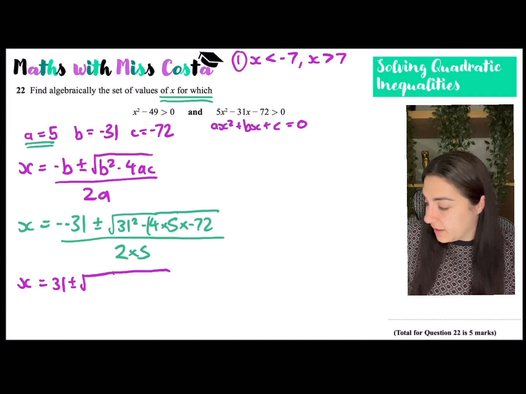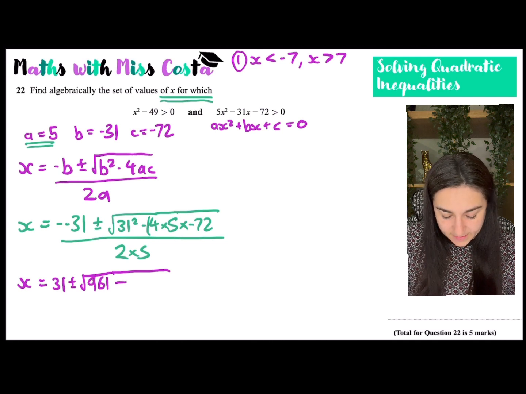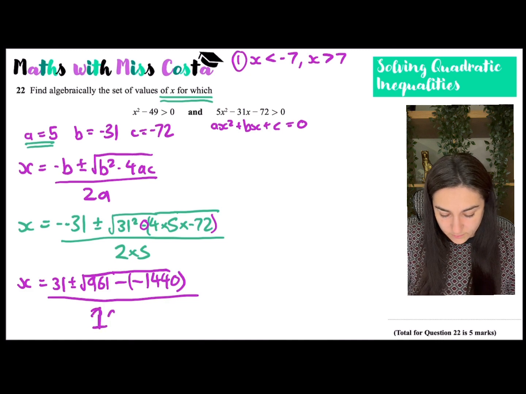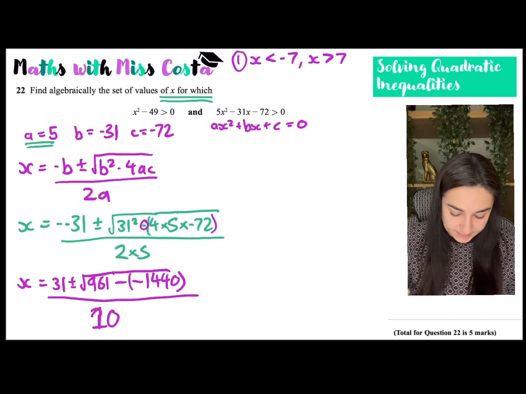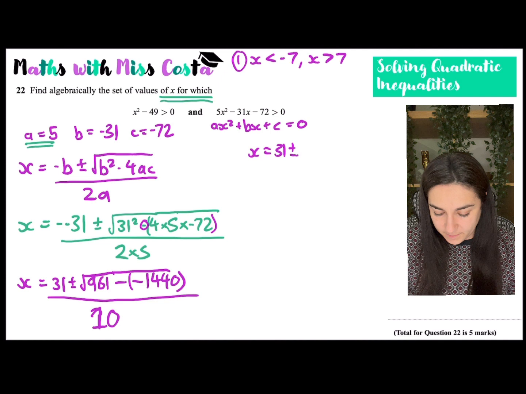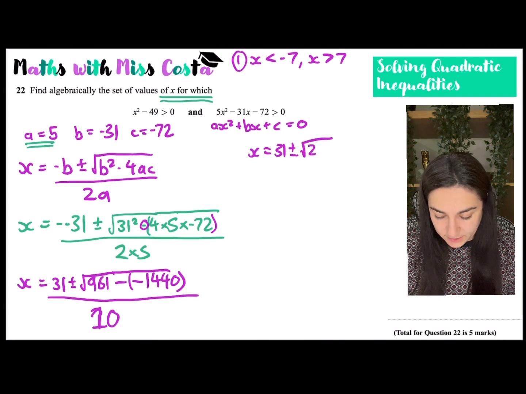Now let's do this in two parts. So 31 squared gives you 961. And then 4 times 5 times -72 is minus 1,440. And just be mindful over here, you're subtracting whatever's in this bracket. So therefore, two negatives make a positive. Subtracting a negative gives you a positive, so you'd add them. So let's simplify it even further. That would be 31 plus or minus the square root of, and then we do 961 plus 1,440 equals 2,401.